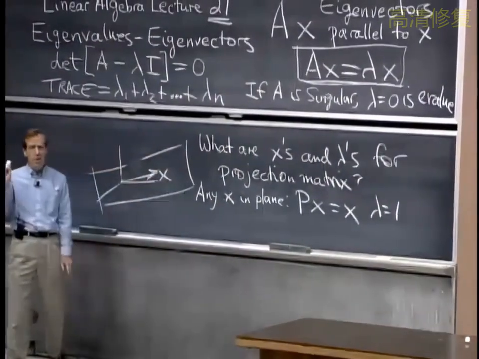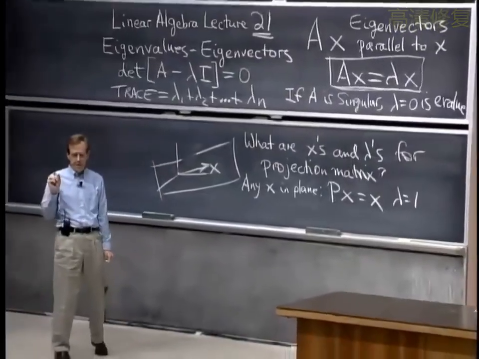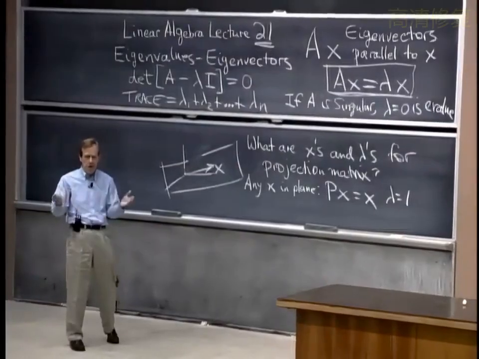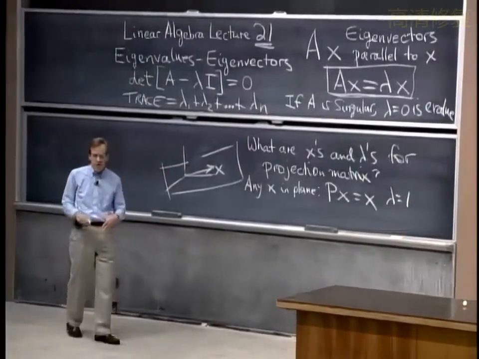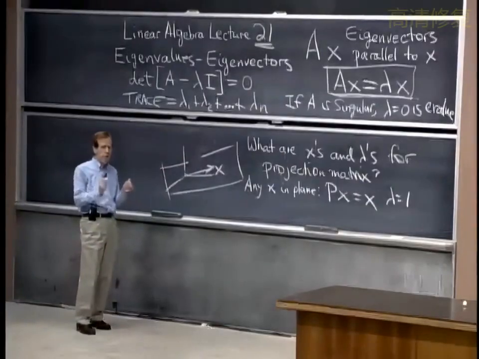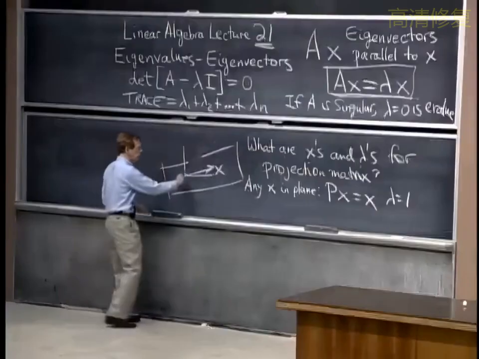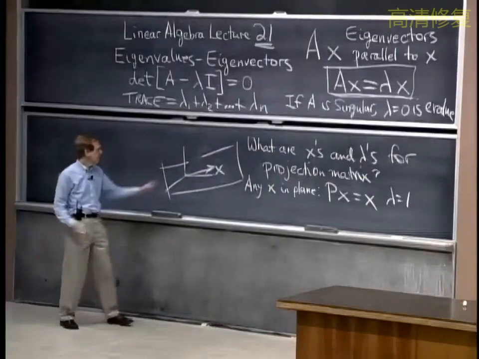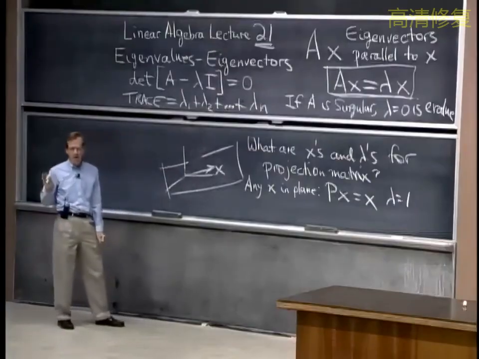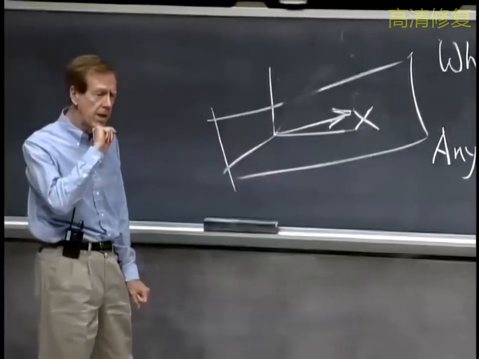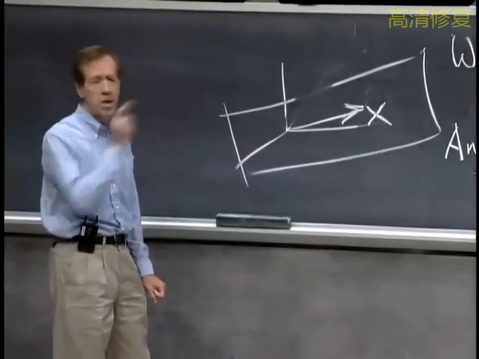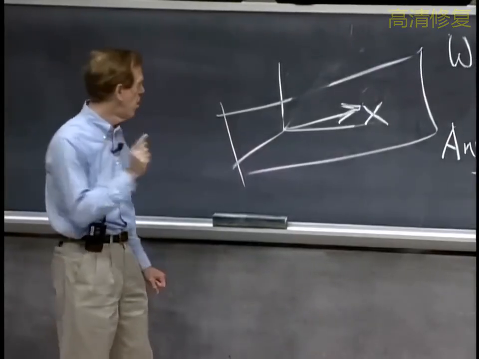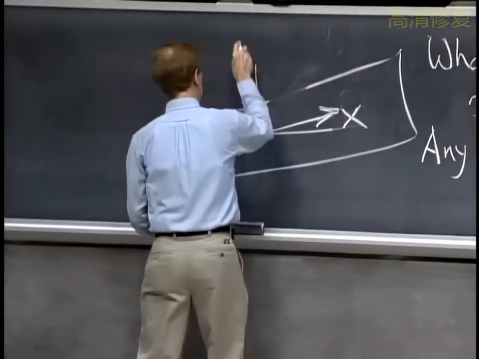Now I ask, are there any other eigenvectors? And I expect the answer to be yes, because if I'm in 3 dimensions, I would like to hope for 3 independent eigenvectors, 2 of them in the plane and 1 not in the plane. Okay, so this B that I drew there was not any good. What's the right eigenvector that's not in the plane? The good one is the one that's perpendicular to the plane.